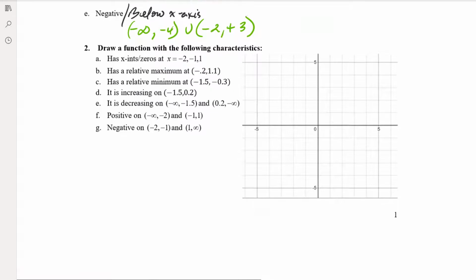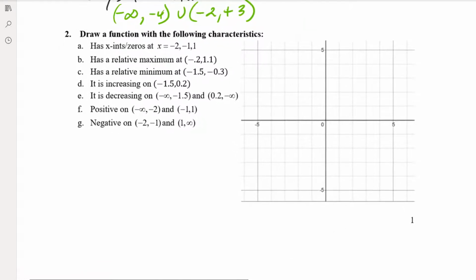Now the application of that is number 2. We want to draw a possible function with all the following characteristics. So there's more than one answer possible here, but we've got to satisfy all these criteria. We have x-intercepts at negative 2, negative 1, and positive 1. Those are the x-intercepts, or zeros, of the function.